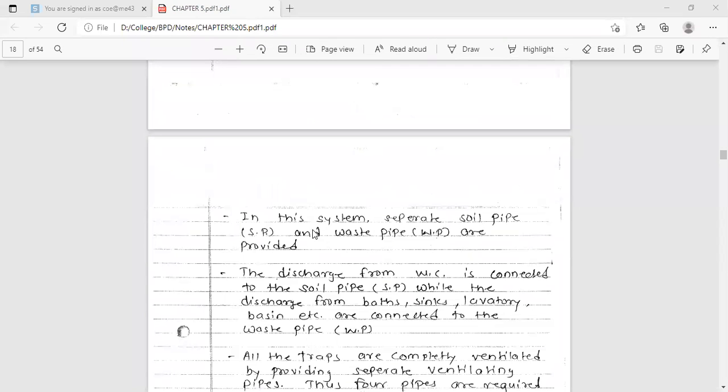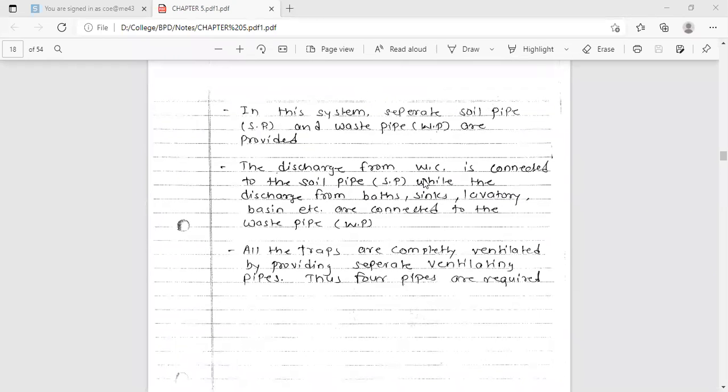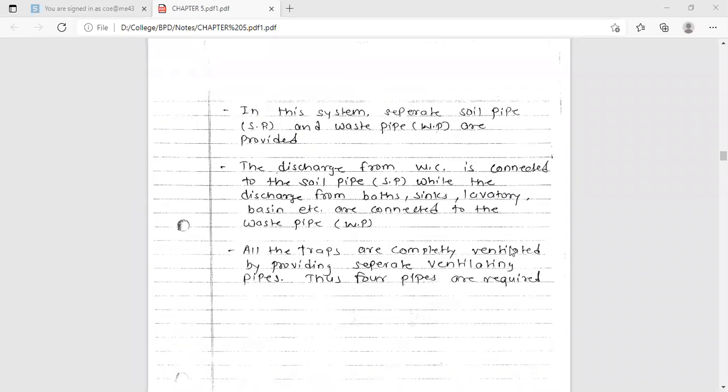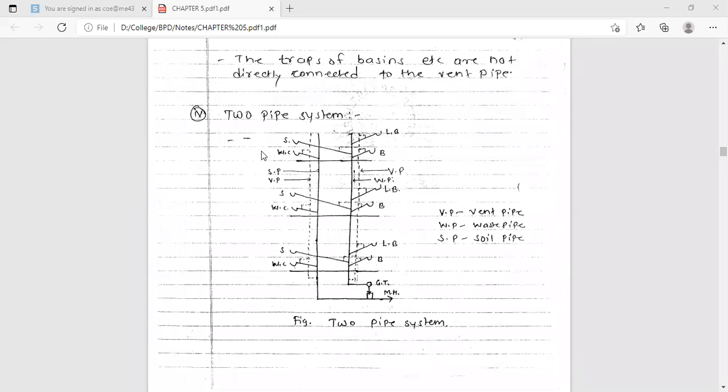Okay, in this system, separate soil pipe and waste pipe are provided. The discharge from the water closet is connected to the soil pipe, while the discharge from bath, sink, lavatory basin, etc. are connected to the waste pipe. All the traps are completely ventilated by providing separate ventilating pipes. Thus, four pipes are required in a two pipe system. Okay, so this is about the plumbing system.